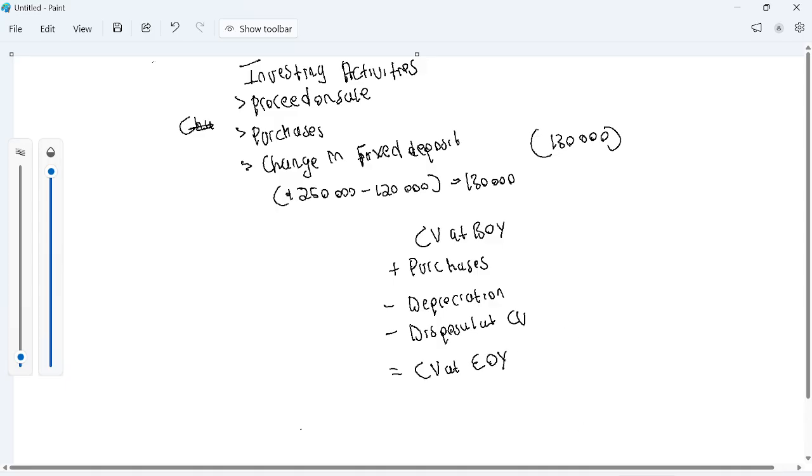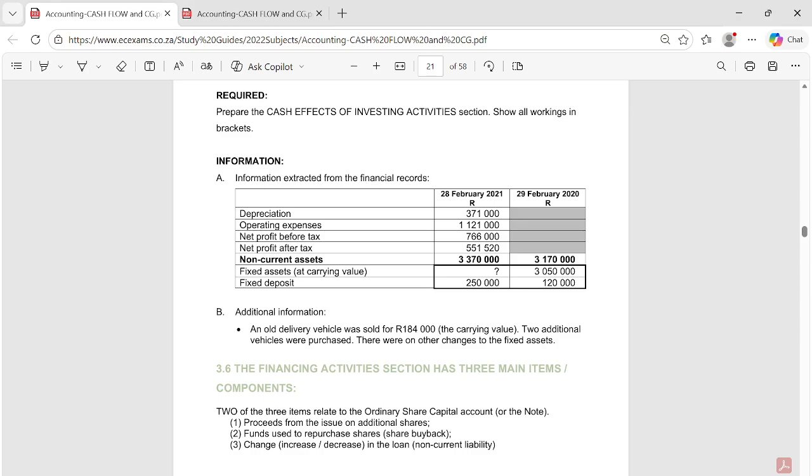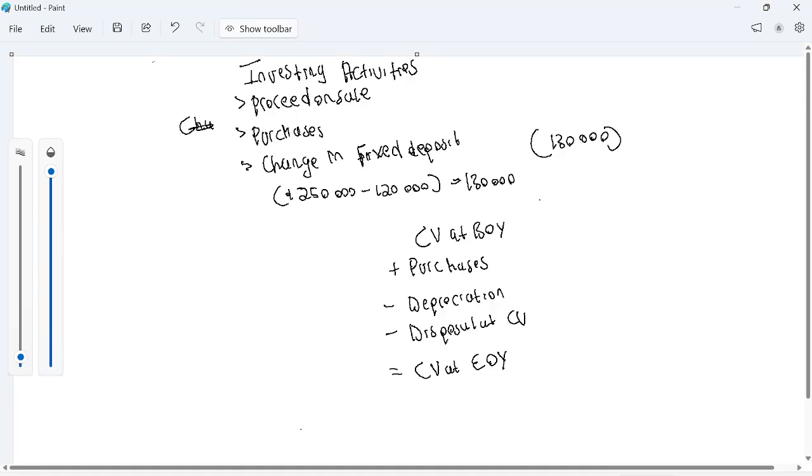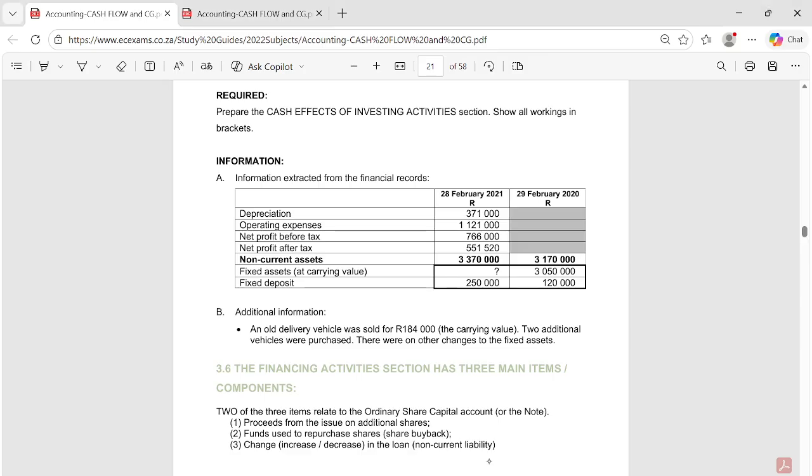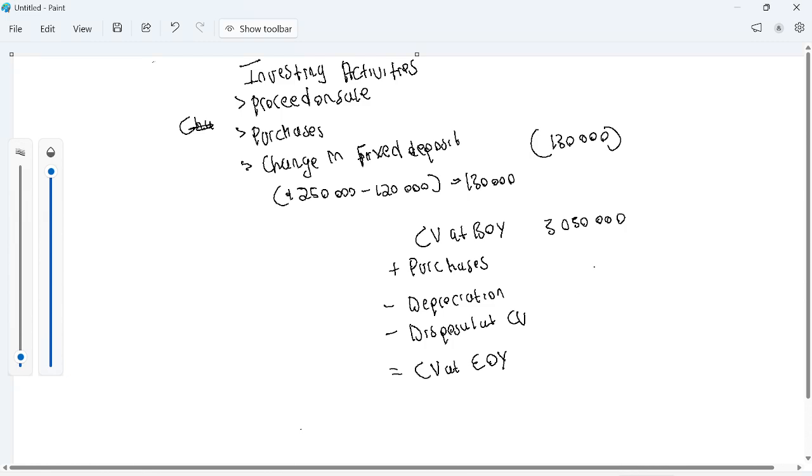So guys, if you can see here, we're having our fixed asset carrying value, right? So carrying value at the beginning of the year is 3,050,000, right? So I'm gonna come here and say 3,050,000. That's my carrying value at the beginning of the year. Let me see. I'm looking for purchases. Do we have any purchases here? They did not give us a specific amount of purchases, but they said there were two vehicles purchased. So since we don't have those purchases, I'm gonna put X, because that's what I'm gonna solve for.